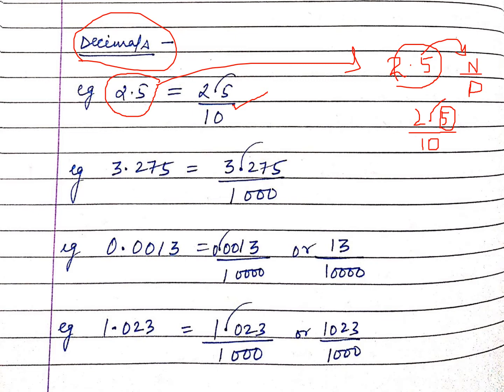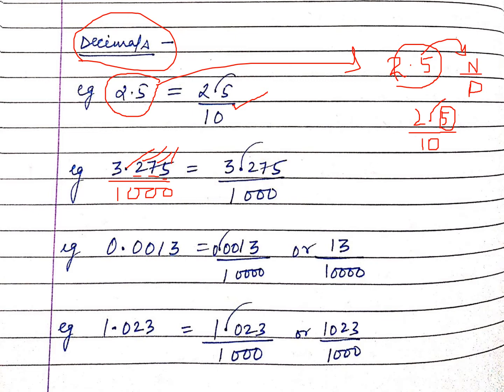Similarly, in this case, you have 3.275. Same case we will do here. First we remove the decimal like this. Then we place a 1 in place of the decimal. After that we count the number of digits after the decimal, that is 2, 7, 5. There are 3 digits. So how many zeros will we place? 3 zeros. I know you know all these things already. I am just giving you a recap of all this.